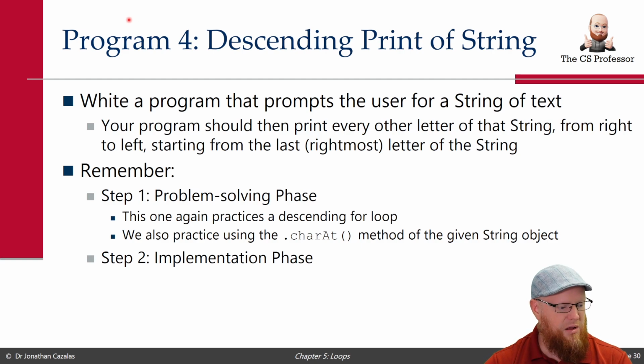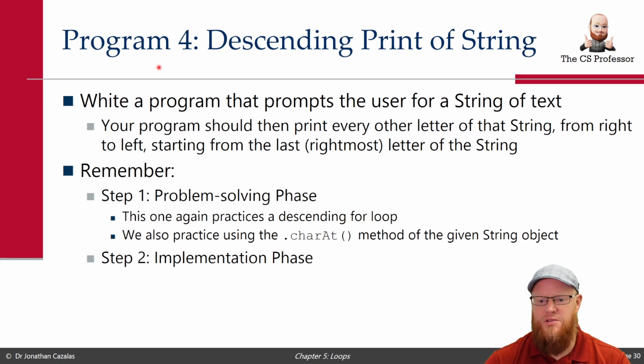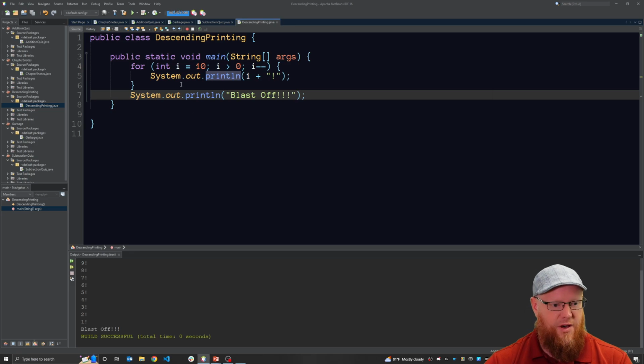What about descending print of a string? So what are we looking at? Descending print of a string. Write a program that prompts the user for a string of text. Your program should then print every other letter of that string from the right side to left, starting from the last, the rightmost letter of the string. Let's read that again. Your program should print every other letter, starting from the right side, right? So if I want to print this word descending, I want to start by printing the G. Every other letter, so print the G, then the I, then the N, then the C, then the E, and we won't print the D. That sounds fun. Let's do this.